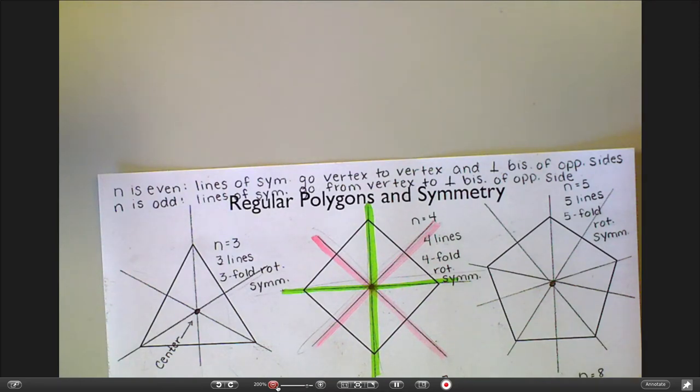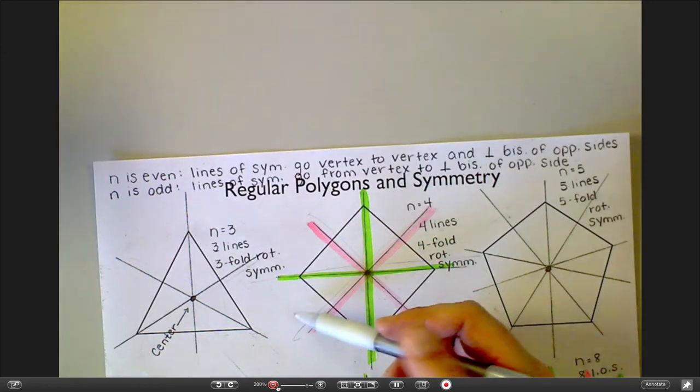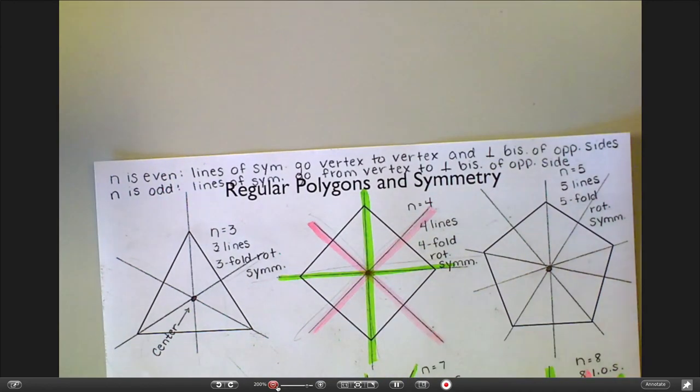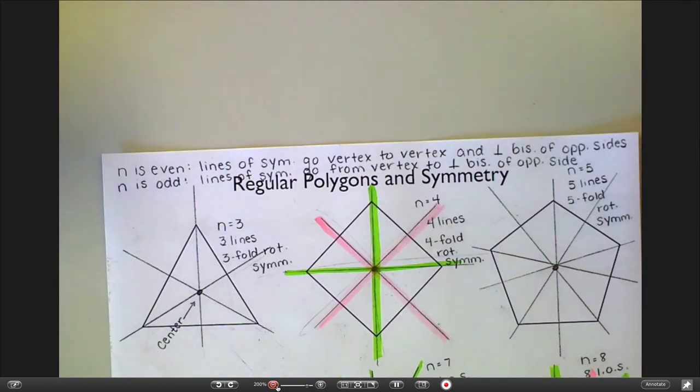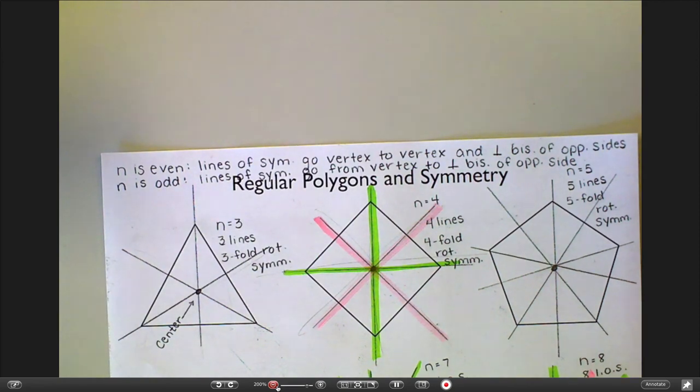But all of this other stuff should be super easy. If I say I have a 12-sided figure, how many lines of symmetry does it have? 12. It also has 12-fold rotational symmetry. So that one number kind of tells you everything that you need to know. Does that make sense?